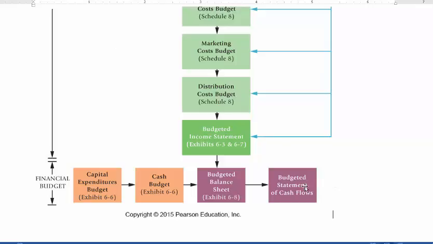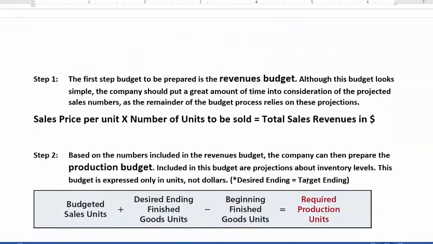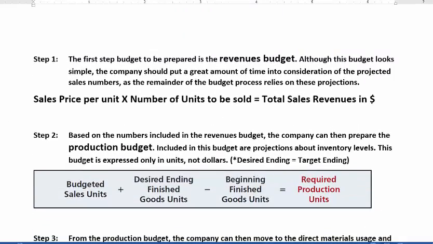And then, of course, we could also develop a budgeted statement of cash flows. All right, so there's our flow. Let's go ahead and get into our steps. All right, so the first step is to prepare the revenues budget, aka the sales budget.